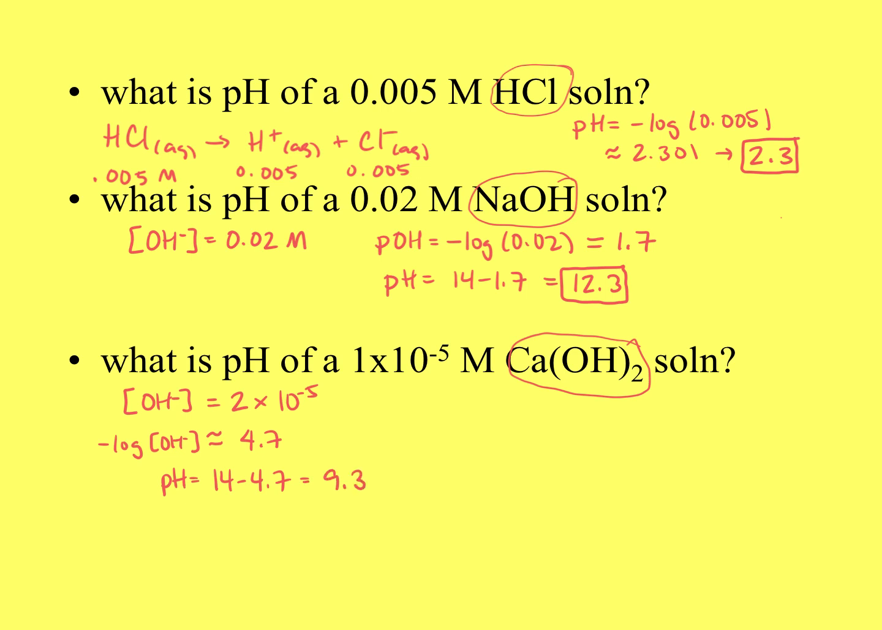Okay, so remember, you can only do this calculation directly for a strong acid and a strong base. When it's a weak acid or a weak base, then you need to do some further calculations involving Ka at equilibrium, which we're going to do in the next lecture. Okay, so that's it for the basic part of understanding acids and bases.